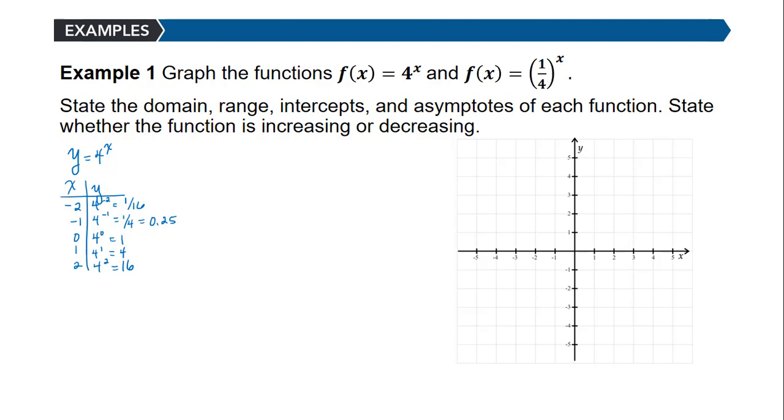1/16 is 0.0625. So negative 2, 0.0625, that is almost touching 0 there. Negative 1, 0.25 is a fourth way up. 0, 1 is on my y-axis. 1, 4, and then 2, 16 is going to be way off my graph, but we can see the basic shape. It's going to be going from left to right, rising through these points. And it's going to be steeply increasing.